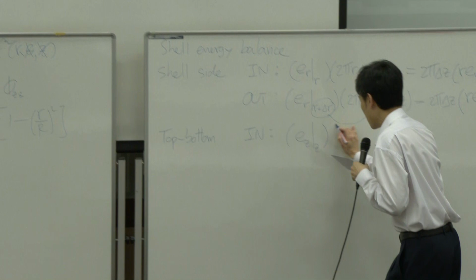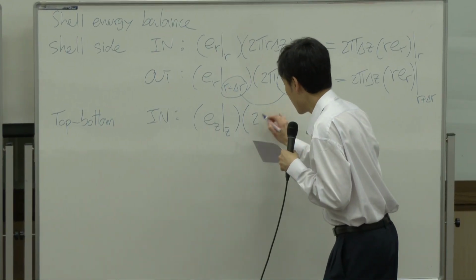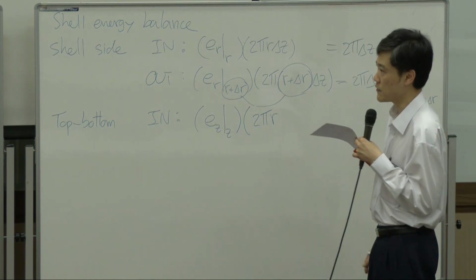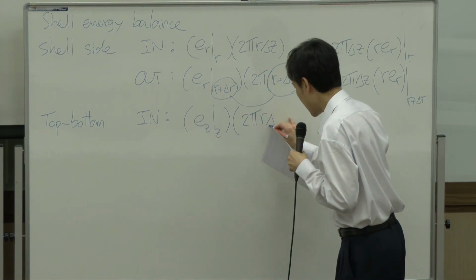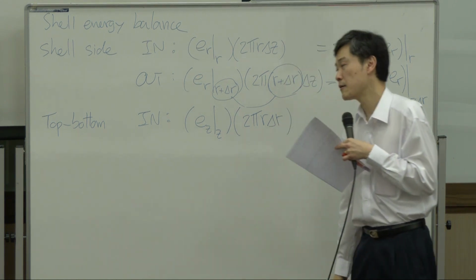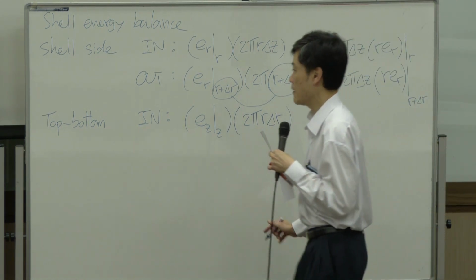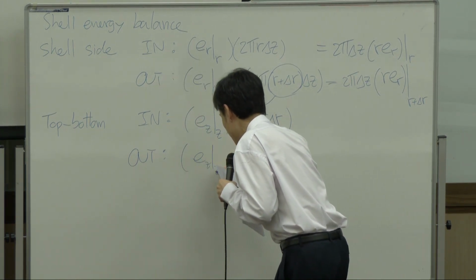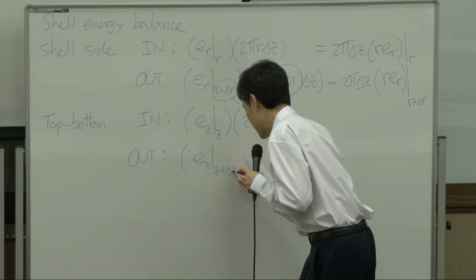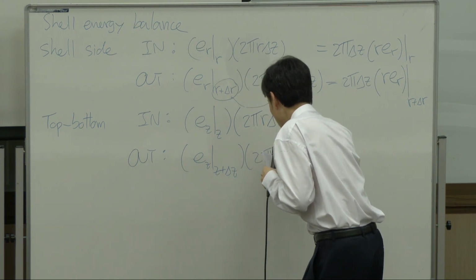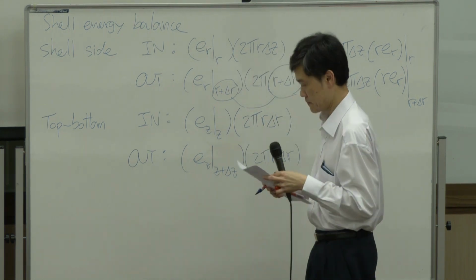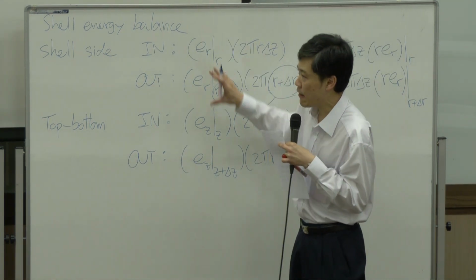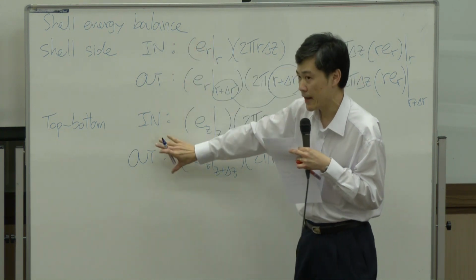If I do so, I will basically use the inner circumference 2 pi r, which is the circumference of the circle, times the thickness of the circle itself, delta r. Okay? For the output, it will be exactly the same, just changing the location to z plus delta z, 2 pi r delta r. All right? So we have considered in and out fluxes for all sides already.